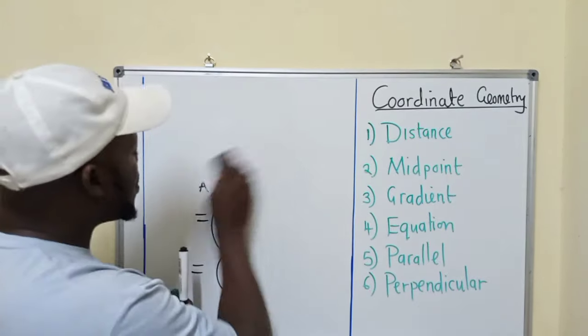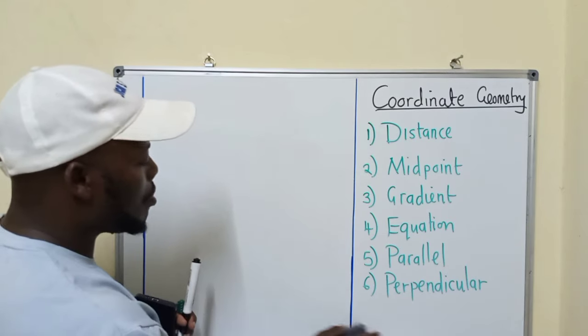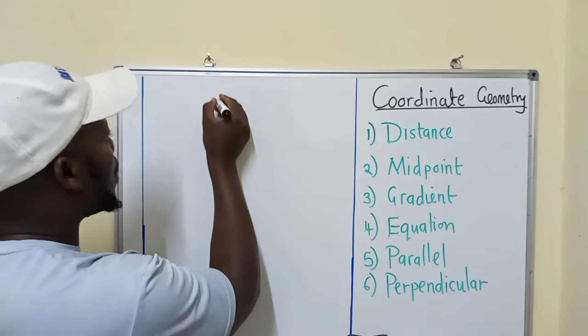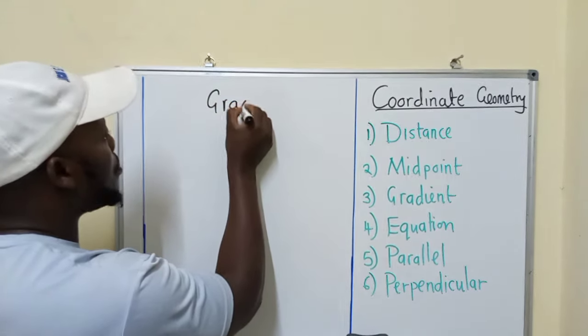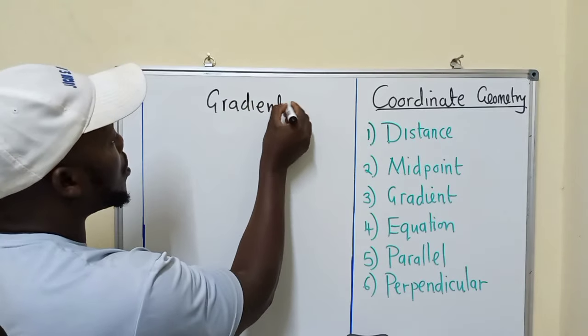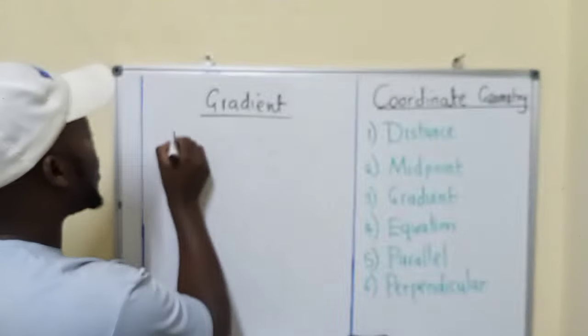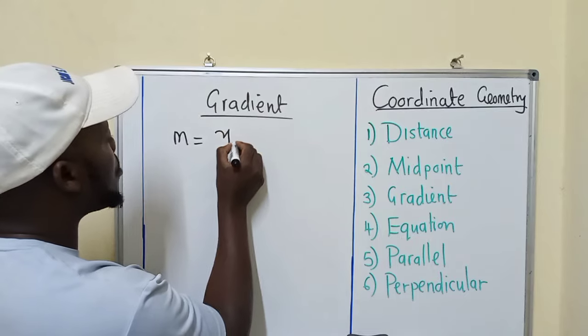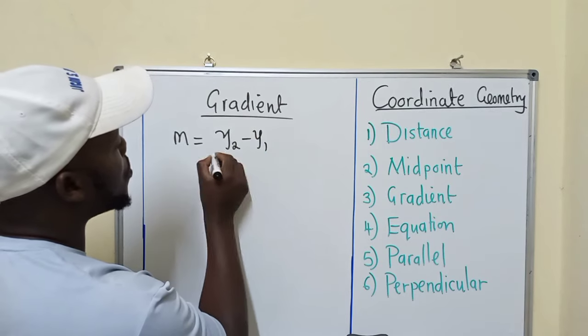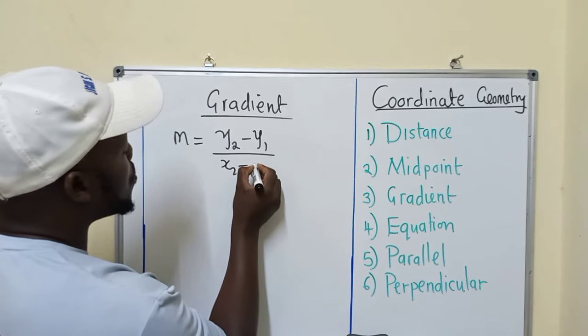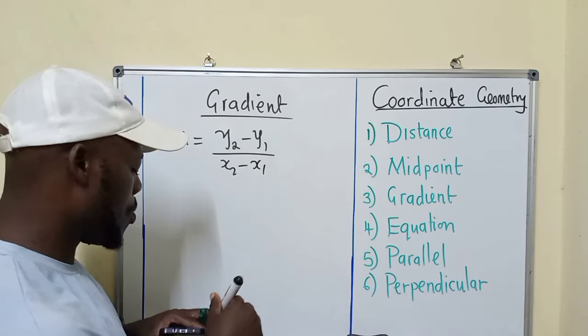So the gradient there, you just also do the same. You need to know the formula. So this is the formula for gradient. M is equal to y subscript 2 minus y subscript 1 over x subscript 2 minus x subscript 1.